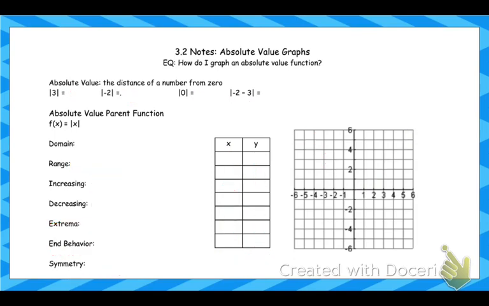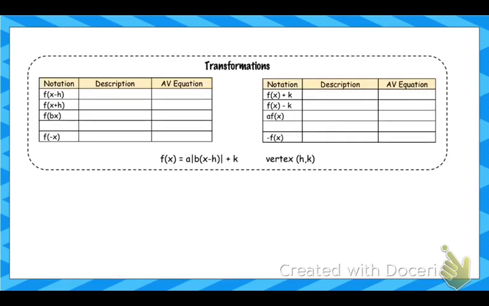All right, so what we're going to look at now is really what we looked at last class with transformations. So the first part we're going to fill in, this description, is really the same thing as last class. If you remember, all of these are horizontal transformations because they're occurring inside the parentheses. So this first one is a shift right. Then we have a shift left. Remember, the horizontal stuff is backwards.